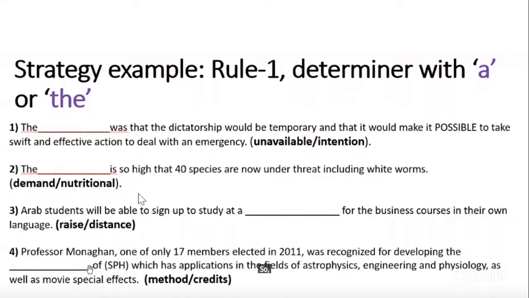So, Professor Monahangan, I would say Monahangan, one of only 70 members elected in the 2007 election, was recognized for developing the. I would read from the beginning. I read very fast.